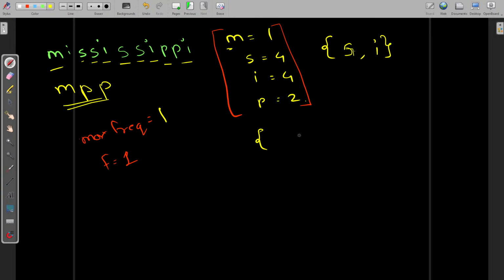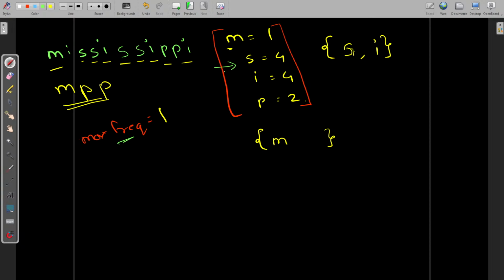Let's say initially my set was empty. So I have inserted M into my set. Then I will go on to the next character. What is my next character? My next character is S. So I will check what the frequency of S is. It's 4. Is it greater than max frequency?